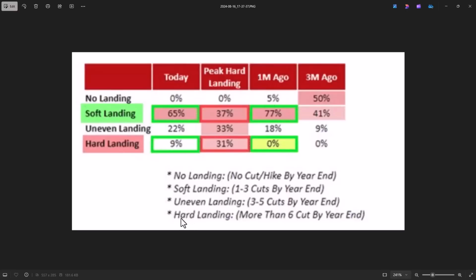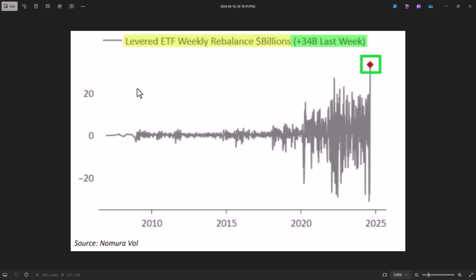And what they're showing you here is we went from more than 6 cuts by year end. So at one point, while all this was going on, we had a 33% chance of 150 basis points in cuts before the end of the year. A 31% chance of doing that, and before all this nonsense started, it was 0. Okay? That's really important to get. A month ago, you had a 77% chance of a soft landing, which was 1 to 3 cuts by year end. That got cut down to 37%. This is why the market moved the way it did and why it reacted and bounced back the way that it did. So this is the definition of whipsaw, so you understand.